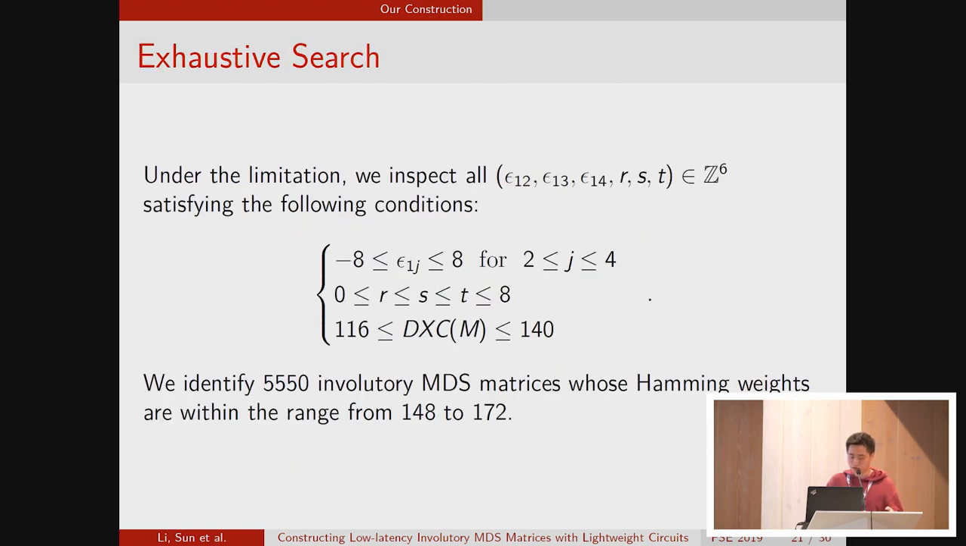Under this limitation, we inspect all the parameters in integer ring of dimension 6, satisfying the following conditions. After exhaustive search, we identify 5,550 involutory MDS matrices whose Hamming weight are within the range from 148 to 172. That is the direct XOR count within the range of 116 to 140.